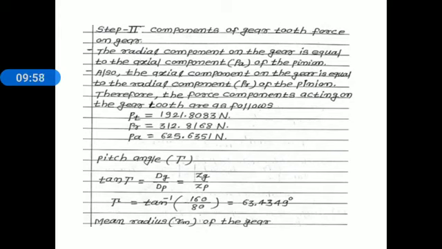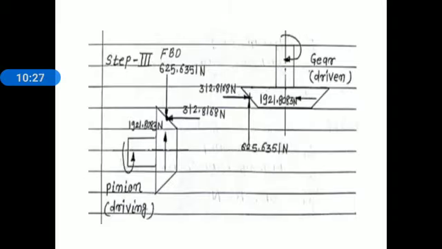And the last component, axial or thrust component act on a gear, should be equal in magnitude but opposite in direction of a radial component act on a pinion. Therefore, P suffix a, that is the axial component act on a gear, is equal to 625.6351 Newton. This is the step number second. And the last step number third, free body diagram.